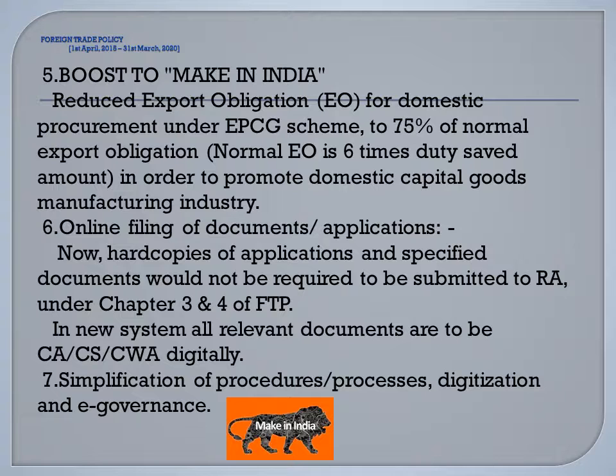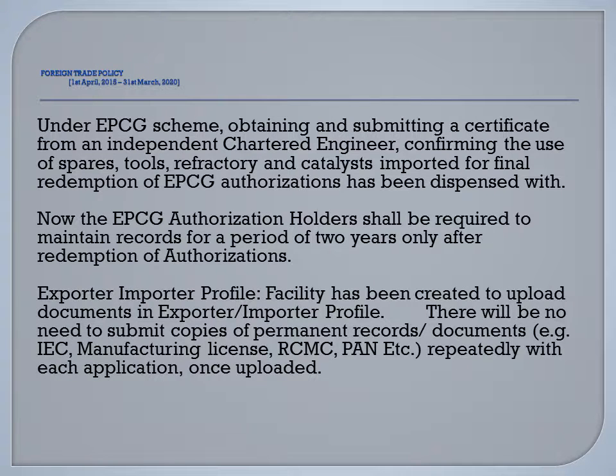Simplifications of processes, digitization and e-governance. Under EPCG scheme, obtaining and submitting a certificate from the independent chartered engineer confirming the use of spares, tools, refractory and catalyst imported for final redemption of EPCG authorizations has been dispensed with. Now, EPCG authorization holders shall be required to maintain record for a period of 2 years only after the redemption of authorizations.